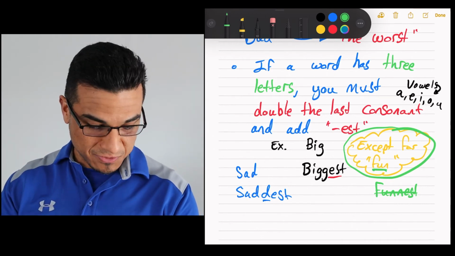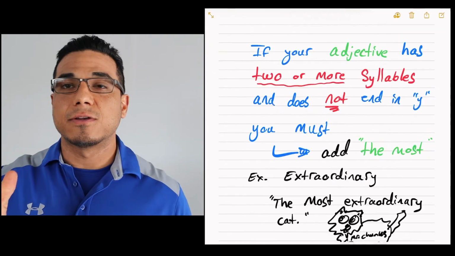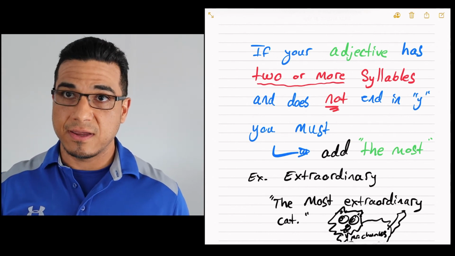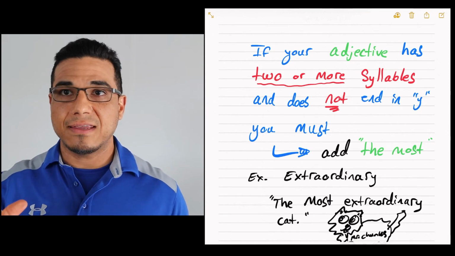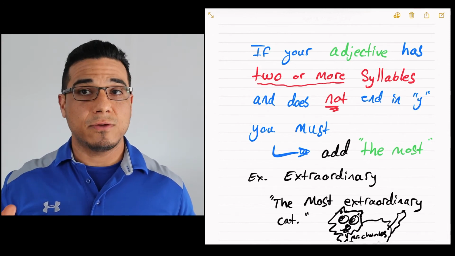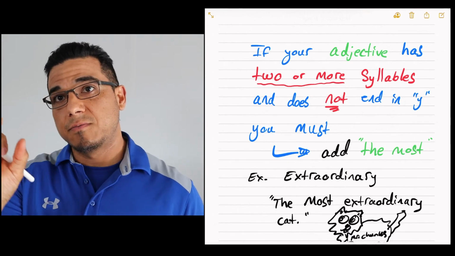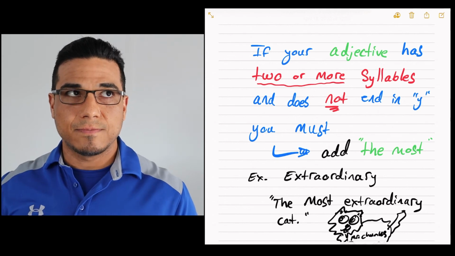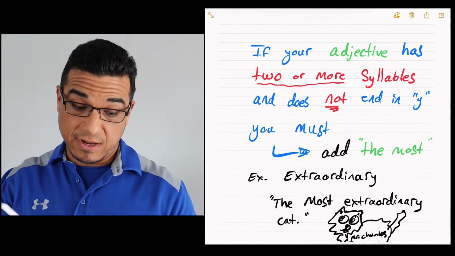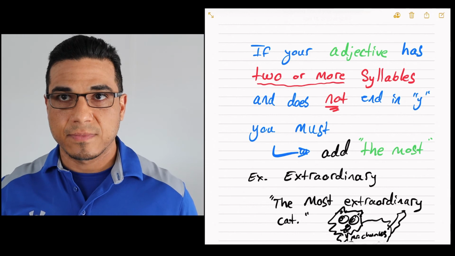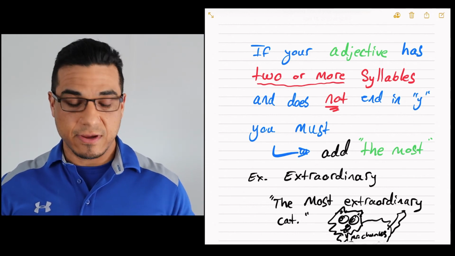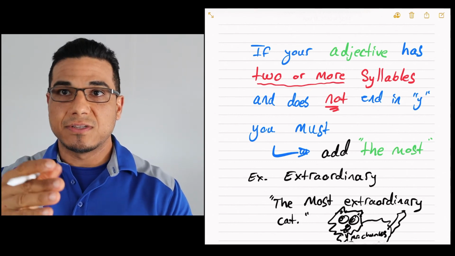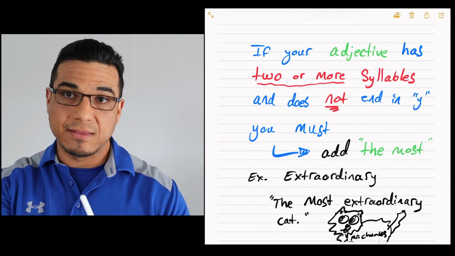Okay, we're gonna go over some more rules because rules are fun. Okie doke. So if your adjective has 2 or more syllables and does not end in the letter Y, you would not add est to the word. Instead, what you would do is add the article the followed by the descriptor most in order to make it a superlative. So an example that I gave is extraordinary. It's more than 2 syllables, so I should say it's more than the 2 syllables max that I had listed.